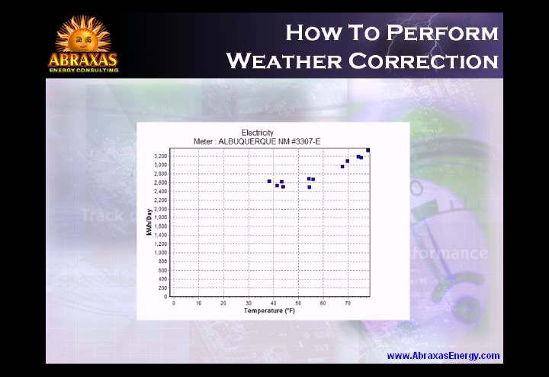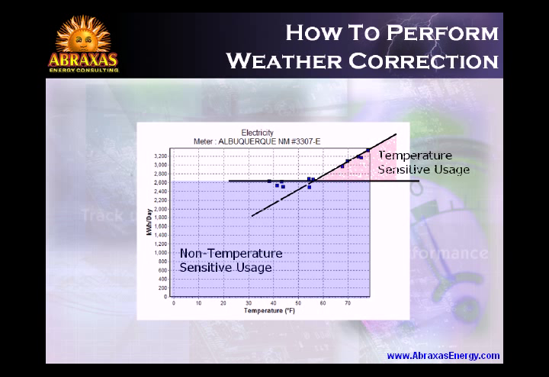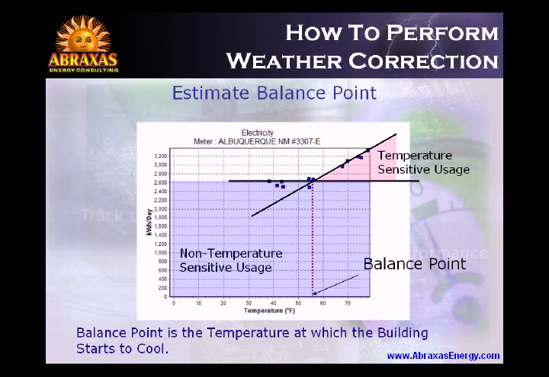Now let's do another example with an electric meter which is used for cooling. Imagine two lines. The horizontal line represents non-temperature sensitive usage. This is a school, so non-temperature sensitive usage would represent usage from equipment like computers and lights. The line that slopes up to the right represents temperature sensitive usage. This is the pink region, and this represents the energy that is used to cool the building. Again, the balance point is where the two lines intersect. In this example, the balance point is the temperature at which the building starts to cool.